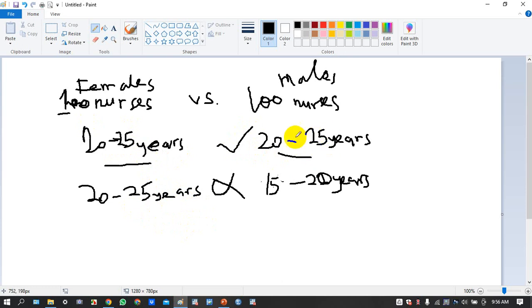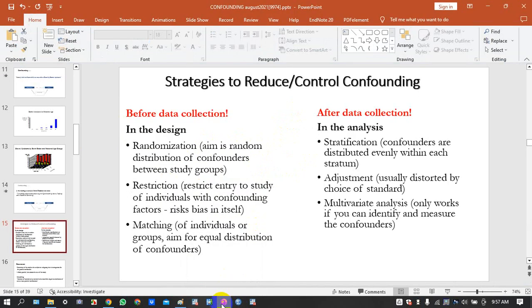So age is a confounder. Younger age, older age: the age will cause the results to be abnormal. But if we match them, 20 to 25 years, 20 to 25 years, then that means that we have equally distributed the age between the females and the males. So age will not bias the results. That is the meaning of matching.